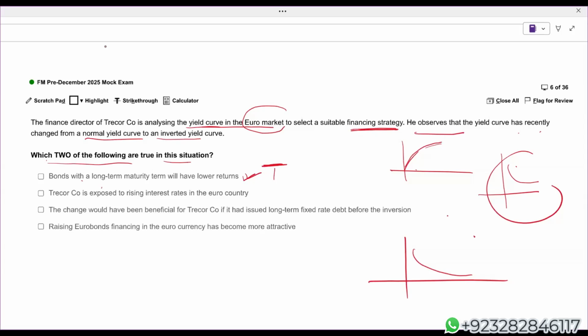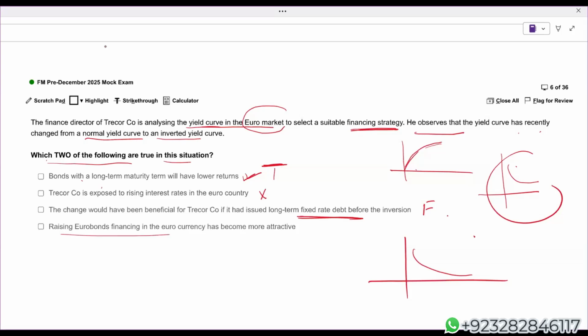Tracor is expected to face a rising interest rate. Why rising? The yield curve is inverted, which means interest rates will fall, not rise. The change would have been beneficial for Tracor if it had issued long-term fixed rate debt before what? The inversion. False. Why? If you have issued fixed rate debt, then whether the interest rate increases or decreases, it will have no impact on you. You won't be able to get any benefit. Even if the interest rate reduces, you will still have to pay the fixed rate.